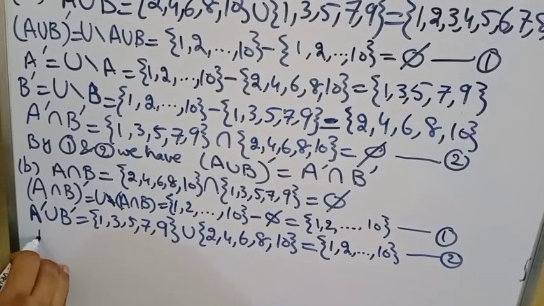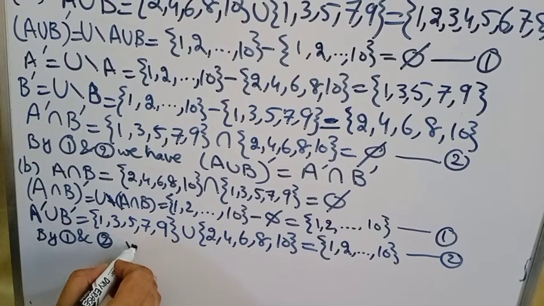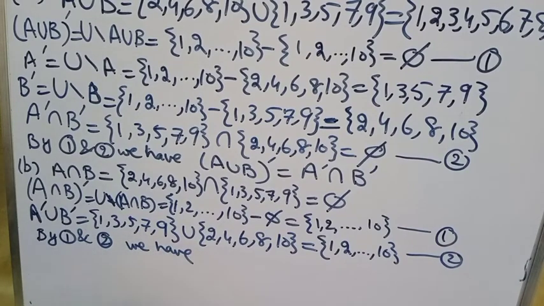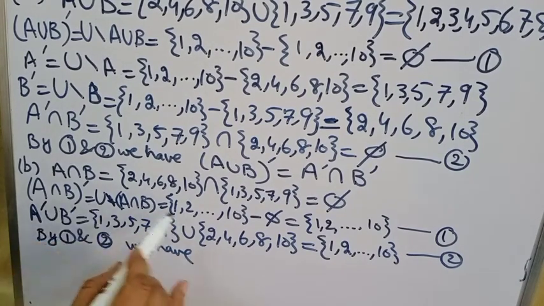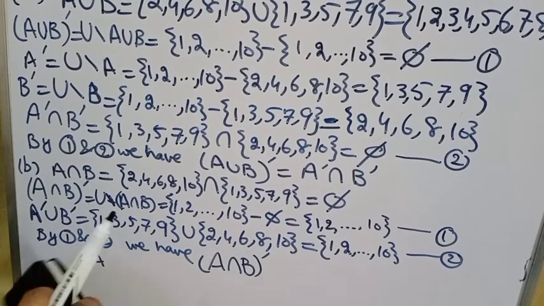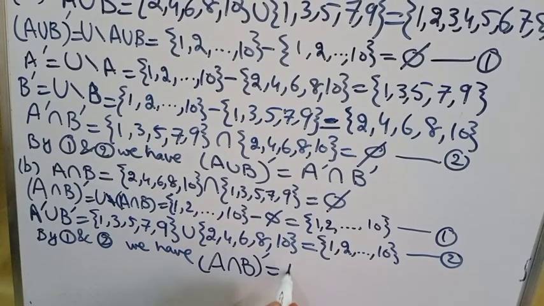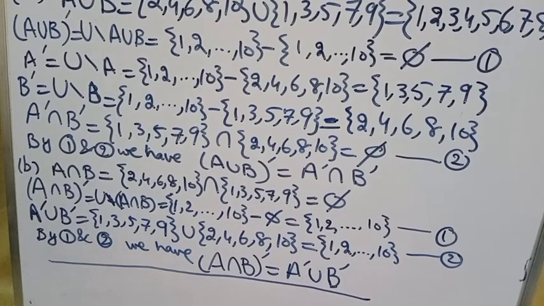By 1 and 2 we have A intersection B whole complement is equal to A complement union B complement, and here we observe that this completes our exercise 5.2. This is the last question and last part of the question.